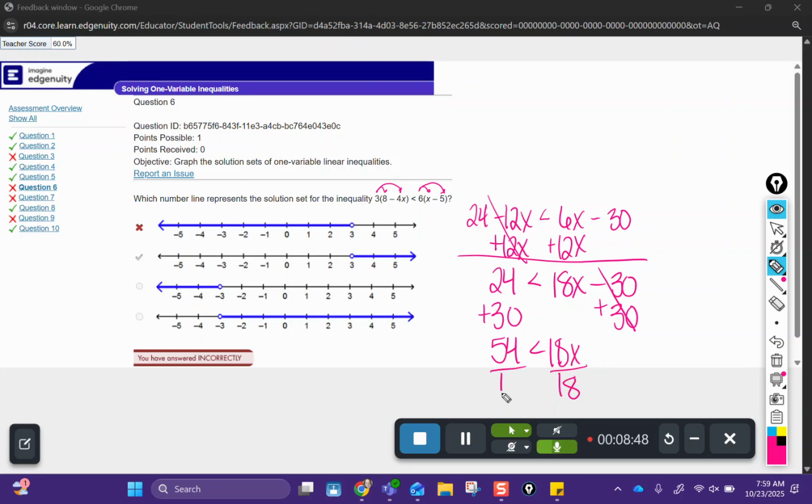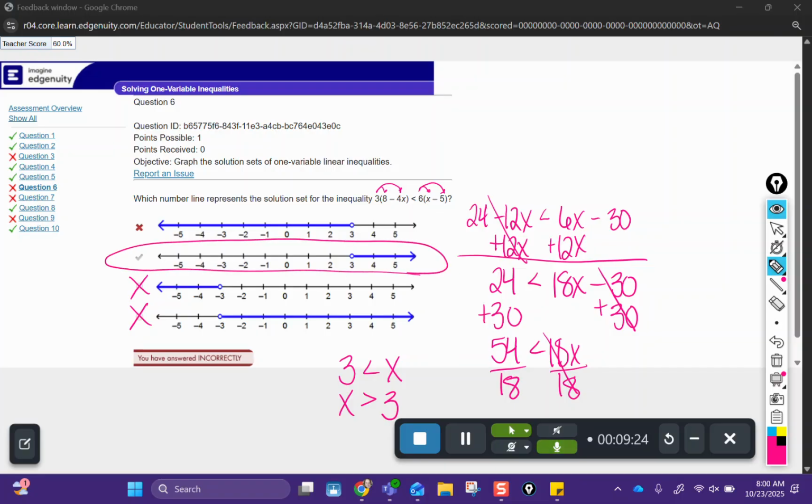Dividing both sides by 18, we get that 3 is less than x, but I don't like to leave it like this. Students will always graph these backwards. It is x is greater than 3. So when we look at the number line, first we want our number of focus to be 3, so that rules out these two. And we're looking for the number line that has an open circle at 3 because it's just greater than, so we're not including 3. And we want everything that's shaded to the right. Again, we are looking for the values that are greater than 3. So that's this second option here.